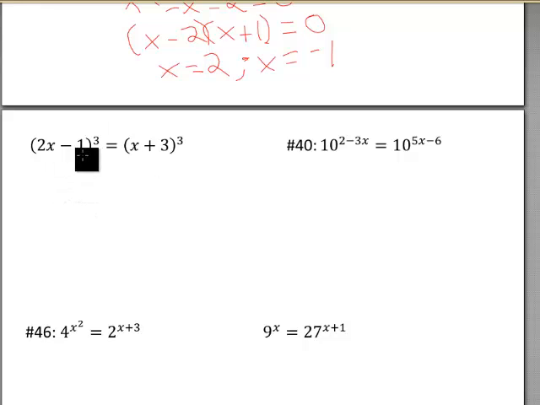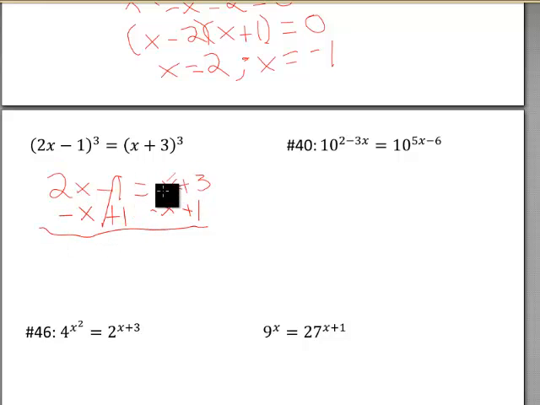So 2x minus 1, this base, must be the same as that base x plus 3. So 2x minus 1 is equal to x plus 3. And this is just a linear equation, so I can subtract x, add 1, and cancel out where appropriate, here and there. 2x minus x is just x, and 3 plus 1 is, of course, 4.